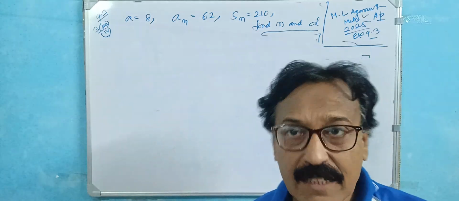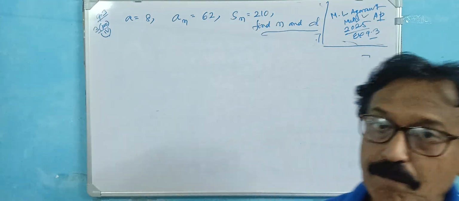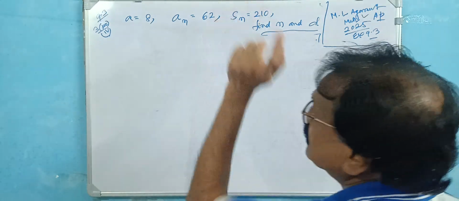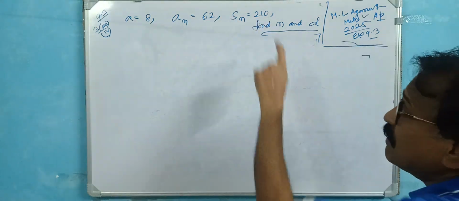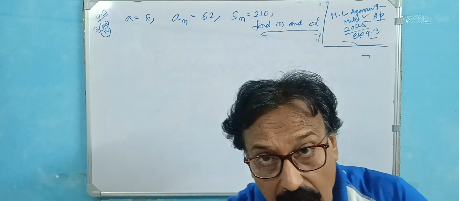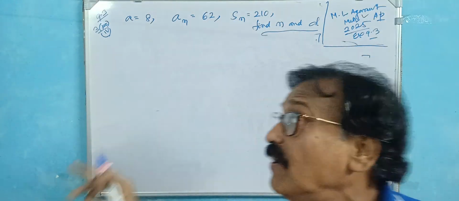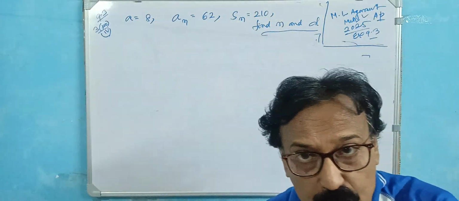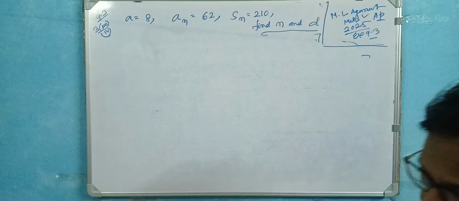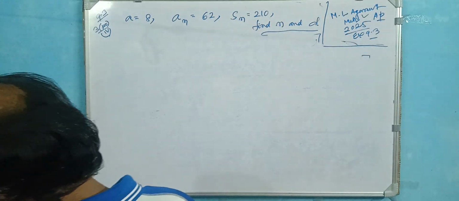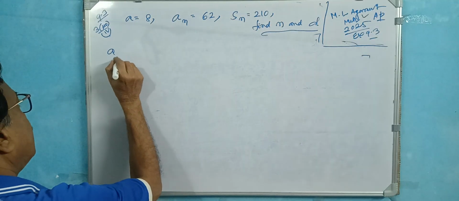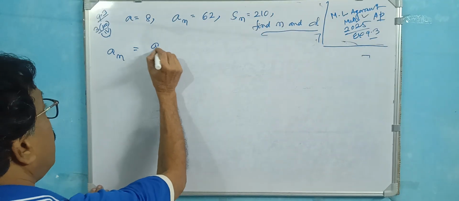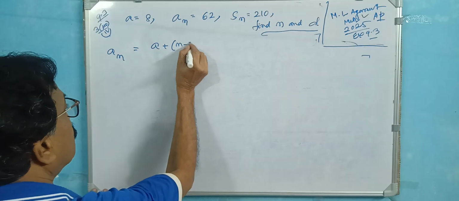The first term is A. In the case of the AP series, the first term is A. What is the value of the nth term? The nth term value is this. SN is 210, that means the sum of the total n terms. Find the value of n, meaning the number of terms, and the common difference. So you know AN, the formula: AN is equal to A plus n minus 1 into D.